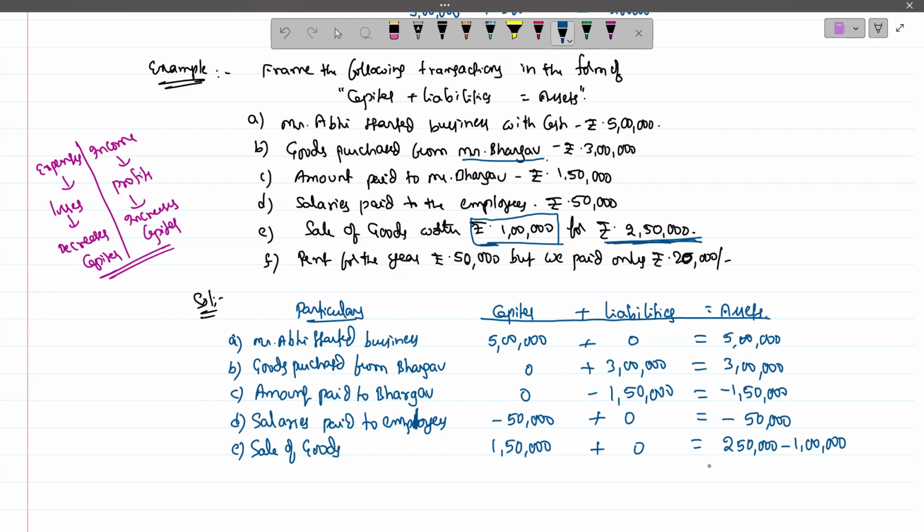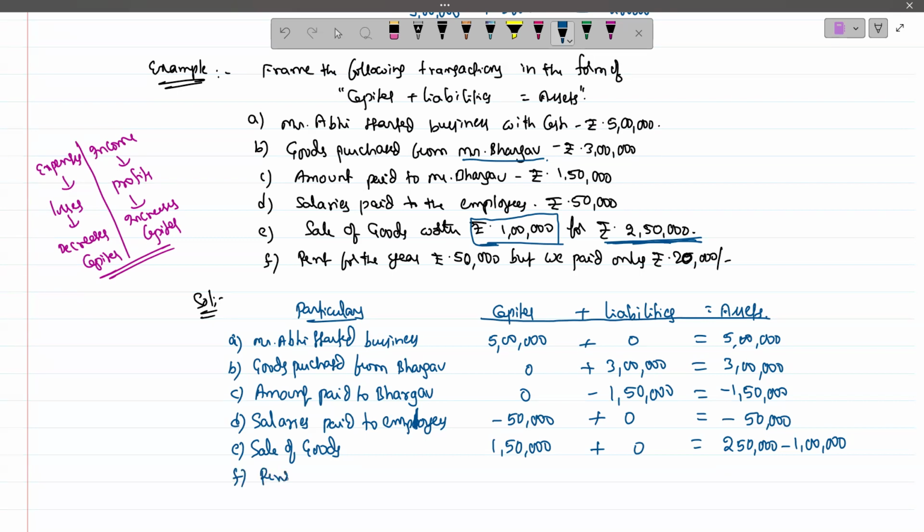Okay, I hope you understood. Here we sell goods worth 1 lakh for 2 lakh 50,000, so we receive cash of 2 lakh 50,000. To that extent the cash balance increases, and the goods go out. Only 1 lakh worth of goods goes out of the business, so the asset balance is decreased by 1 lakh. The net impact: 1 lakh worth of goods sold for 2 lakh 50,000 means we have a profit of rupees 1 lakh 50,000. Our profit or loss, if any, we transfer to capital, so capital is increased by 1 lakh 50,000. So the net accounting equation is 1 lakh 50,000 plus 0 equals 2 lakh 50,000 minus 1 lakh.